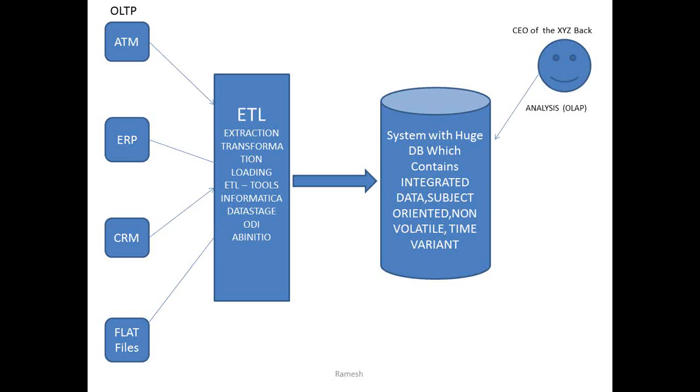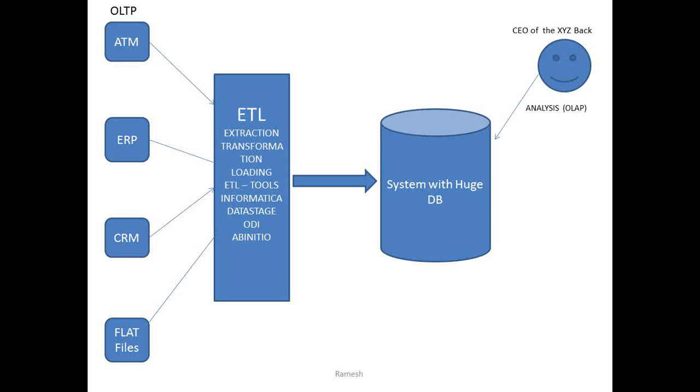Then the next word is non-volatile. First of all, what is meant by volatile? Volatile is nothing but changing, unstable, whereas non-volatile is stable. This database is a non-volatile database, which means it is a stable one. You cannot change any data in this database. You cannot update any data in this database. Why? What is the reason behind that?